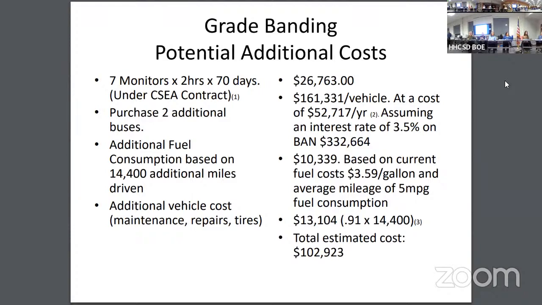Enrique, it's not a fair representation then, because I see $100,000 extra per year to fix transportation. That's nothing in the grand scheme of things. But if you're telling me there are a lot more hidden embedded costs, that's not right. No. What it says here is grade banding. If we stay in grade banding, this is a potential additional cost to today.